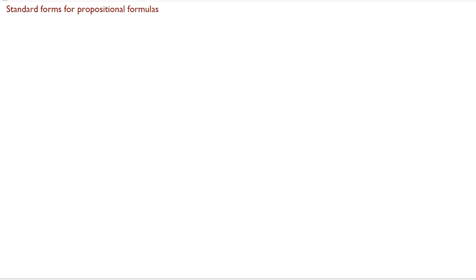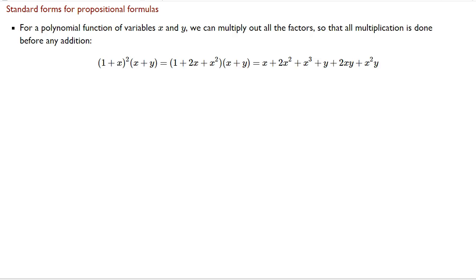So we've got a problem here. We know how to write logical formulas using and, or, and not, but it turns out there are many different formulas that define the same function, and it would be nice to agree on a single way of expressing a specific function. The same sort of situation arises with polynomial functions, and you learned one solution back in middle school.